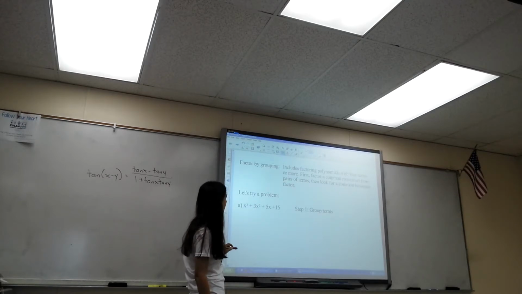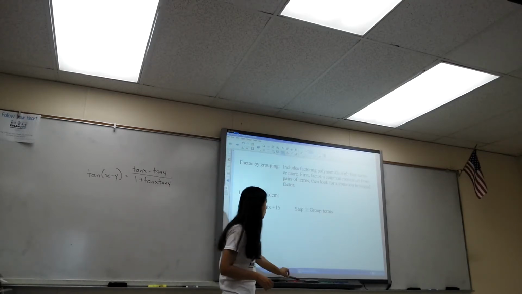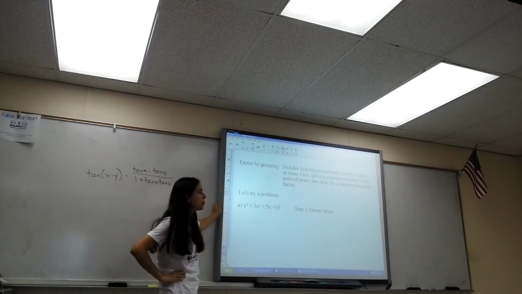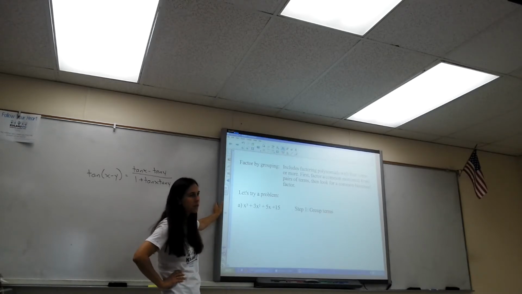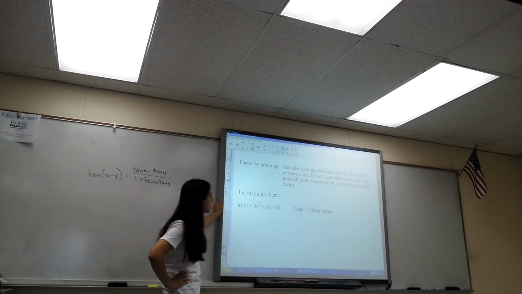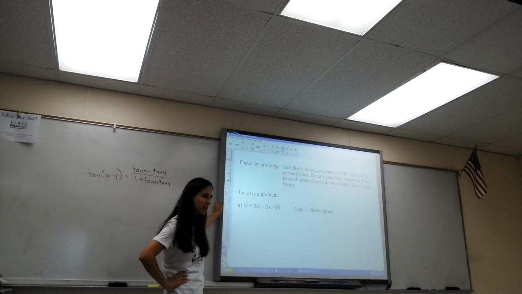So we'll start here. So factor by grouping. This is how you factor polynomials with 4 terms or more. You can factor polynomials with 4 terms, 5 terms, 6 terms, 10 terms. You guys probably won't see anything like that. But 4 terms you will. So what you do is first you want to group them. You want to ask yourself if you see anything in common.